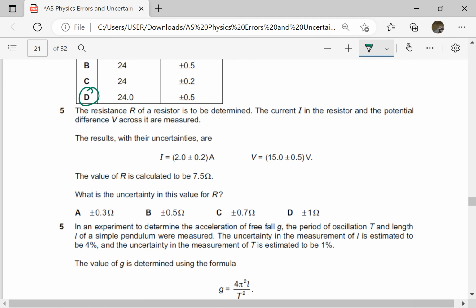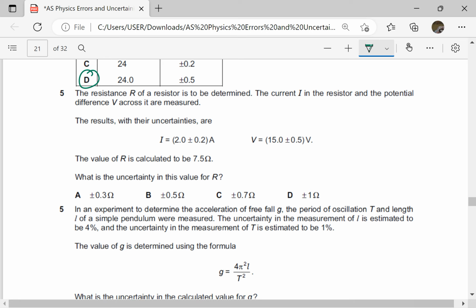The resistance R of a resistor is to be determined. The current I in the resistor and the PD V across it are measured. The results with their uncertainties are shown here. What is the uncertainty in this value of R?